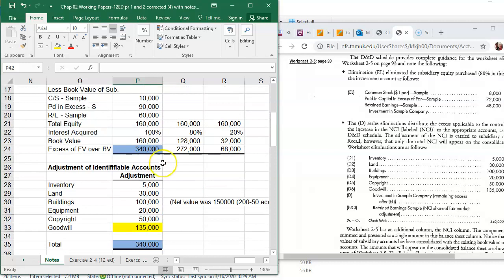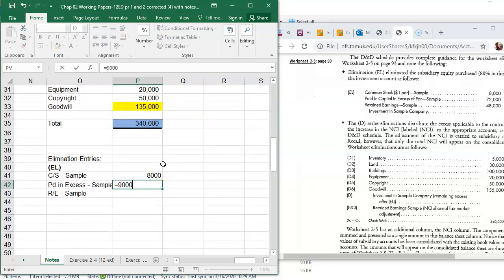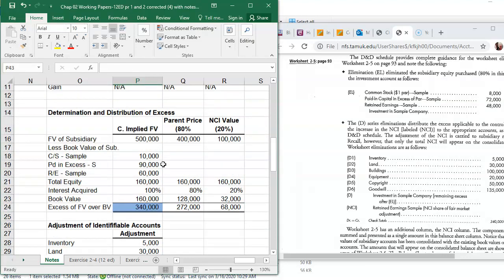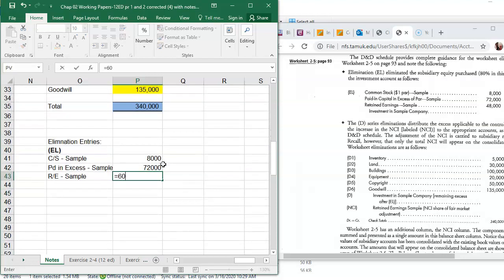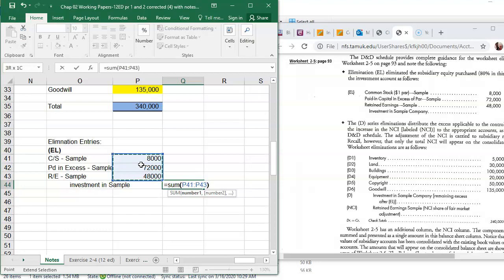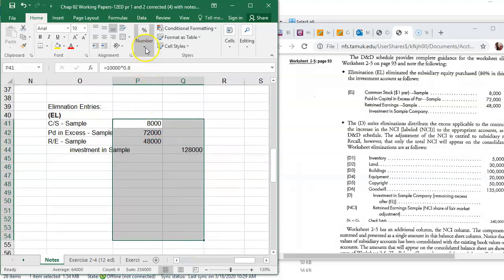Their paid in excess had 90,000, so we're going to eliminate 80% of that. And then their retained earnings was 60,000, and we'll eliminate 80% of that. Then all that goes against our investment. Okay, so that's the first entry.